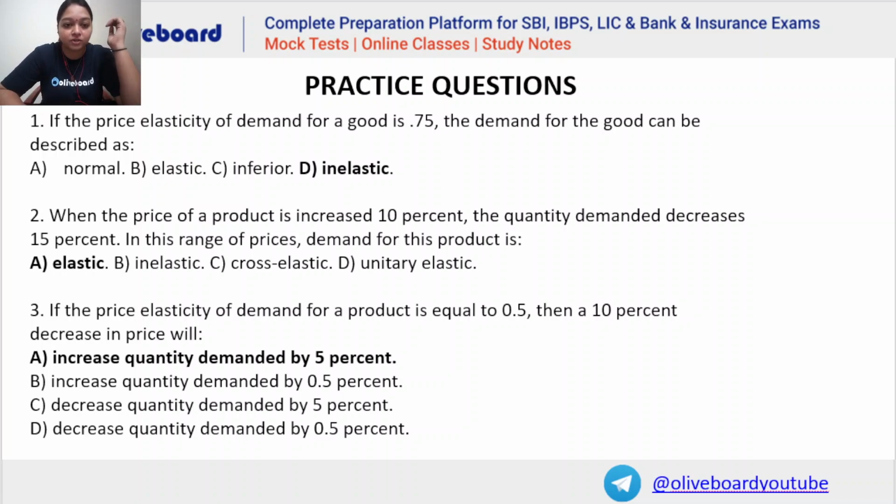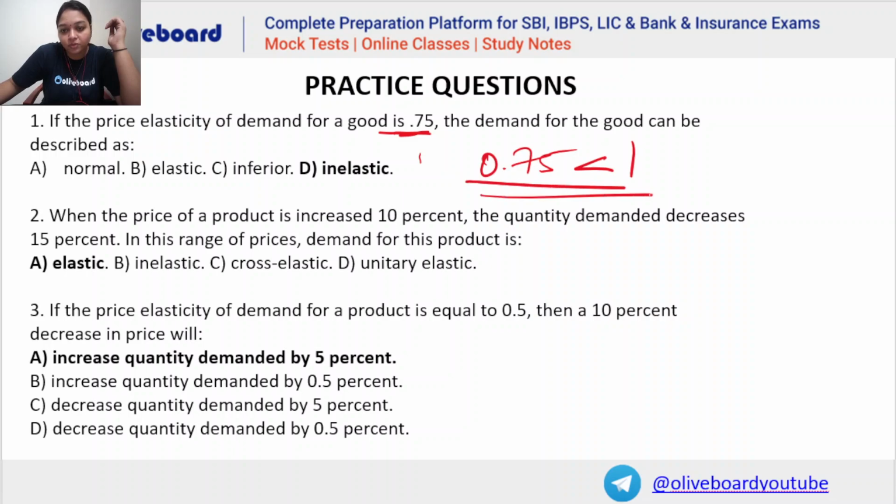Right. So the first one is, if the price elasticity of demand for a good is 0.75, the demand for the good can be described as... see, here demand elasticity is also included. So what are they asking here? They have given you the price elasticity of the good. It is 0.75, which is less than 1, right? So we all know the price elasticity is less than 1 for inelastic demand. So your answer is inelastic demand, right? So this is the first question. So these kind of questions also you can expect.